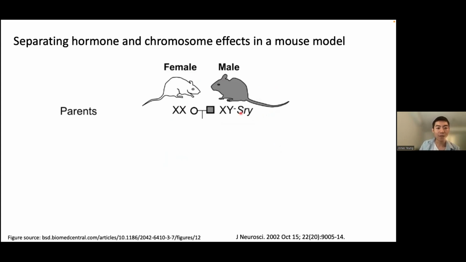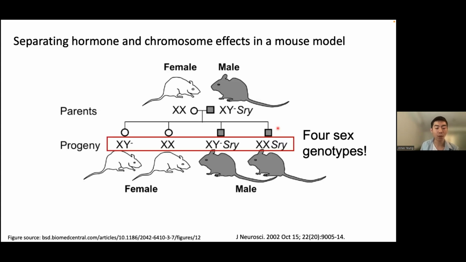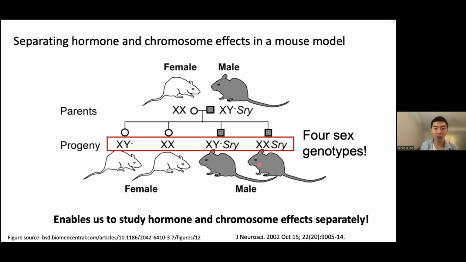And so here we have a female XX mouse and also a male XY SRY mouse. But notice the minus sign here representing how the SRY region has been moved onto an autosome. And so if we were to breed these mice, we have four sex genotypes. We have, again, our XX and XY SRY, which are our, say, traditional female and male mice. But you also have an XY mouse with ovaries or even an XX mouse with testes. And so this model is useful as it enables us to study the effects of chromosomes and hormones separately.